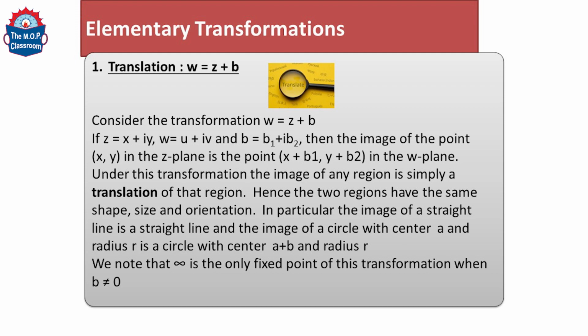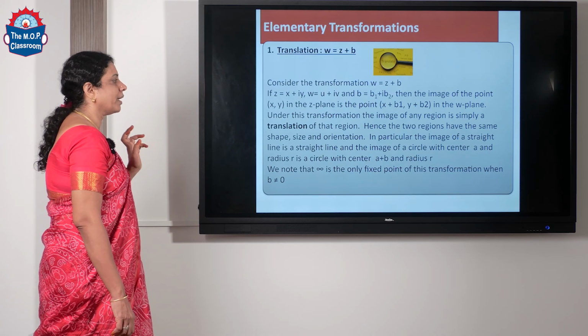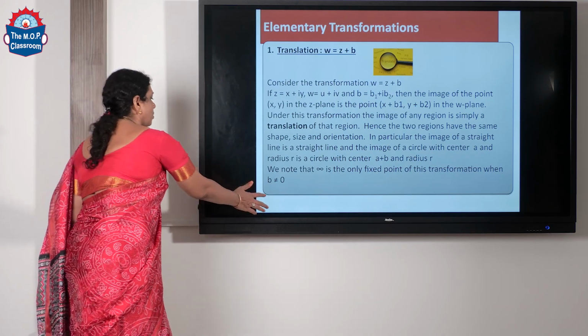In particular, the image of a straight line is a straight line, and the image of a circle with center A and radius R is a circle with center A plus b and the radius R. So, what is the fixed point here? The fixed point here is infinity when b is not equal to 0.